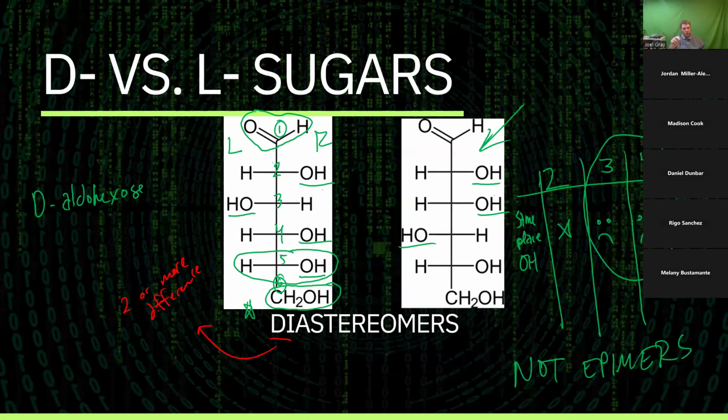An epimer, or a pair of epimers, they have a difference of 1 carbon. So these are not epimers because they broke that threshold by having two or more differences, which gives us that they are diastereomers. Okay, can you give me a Y or an N to the chat if you follow all of this?